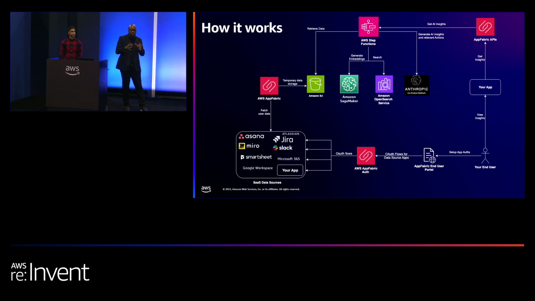It temporarily stores it in an Amazon S3 bucket, like here. So at this point, we're pulling the data into S3, encrypting it, and then we generate what are called embeddings. Embeddings are vector representations of text. They're useful for search. So essentially, not random keyword search, but for what we call semantic search.